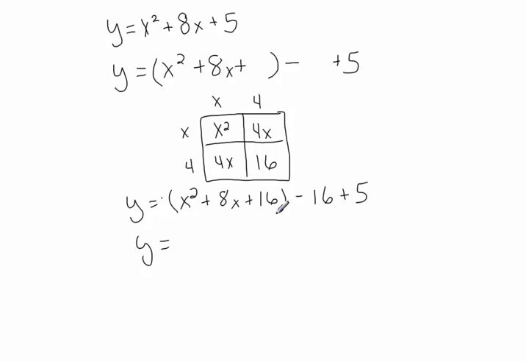Now I factor the trinomial I have right here, but I've already written the factorization up here. That's x plus 4 quantity squared, and I add the negative 16 and the 5, and that'll give me a negative 11. So now I've got a quadratic that's got its vertex at negative 4 and negative 11. I could graph it, I can use it, I could isolate the x easily. It's just a nice form to be able to work with.